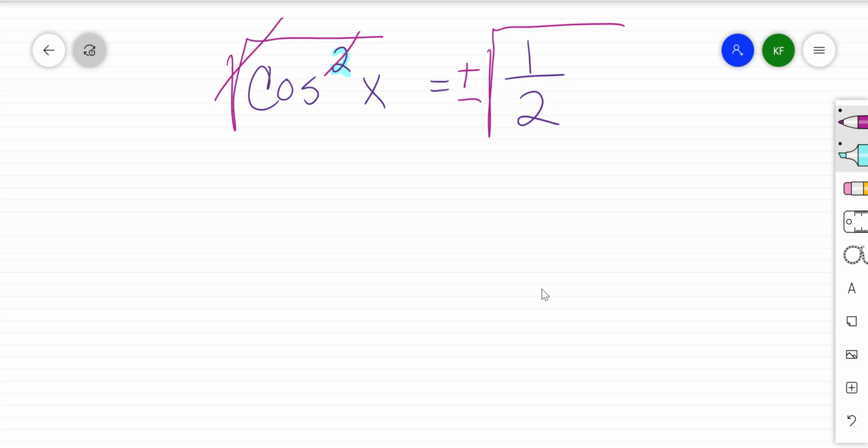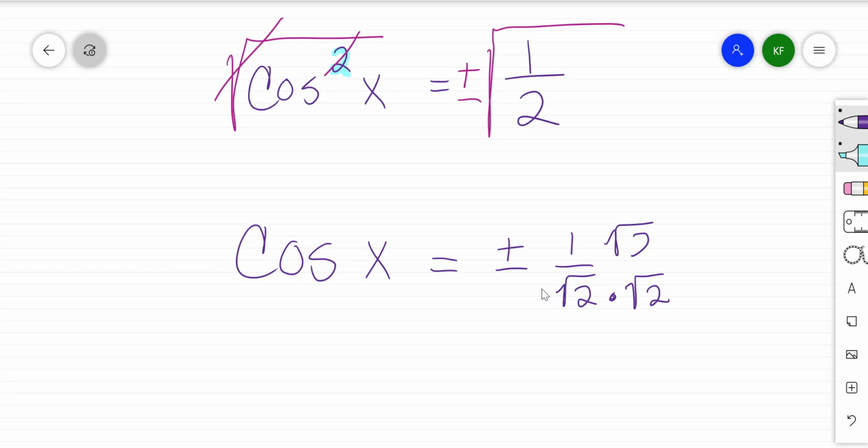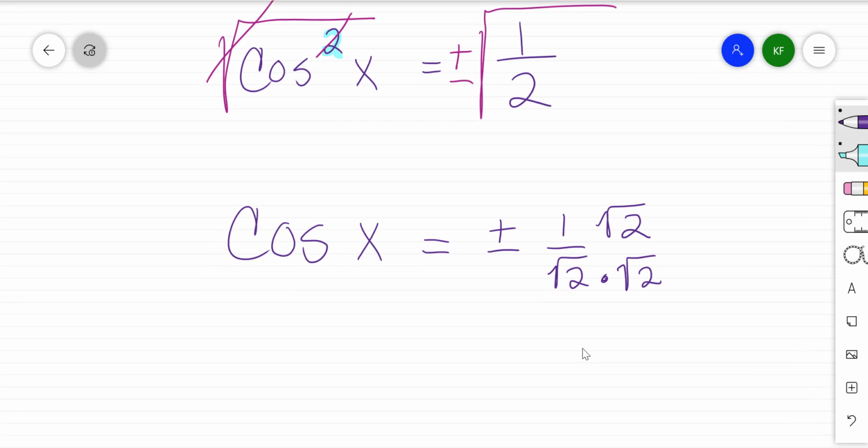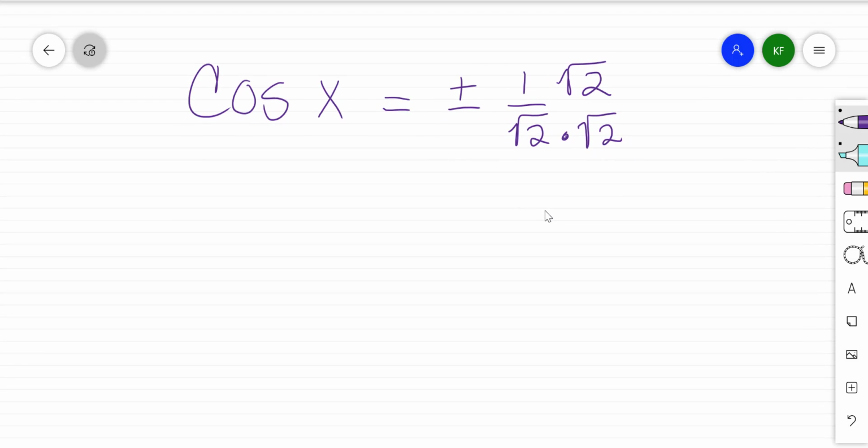So we're left with cosine x on one side, and you now have plus or minus. And what you have is, what's the square root of 1? It's 1. What's the square root of 2? It's the square root of 2. But you have to rationalize. So now you can really see why you might get the wrong answer if you're not paying attention to that square. So what you really have is plus or minus the square root of 2 over 2.